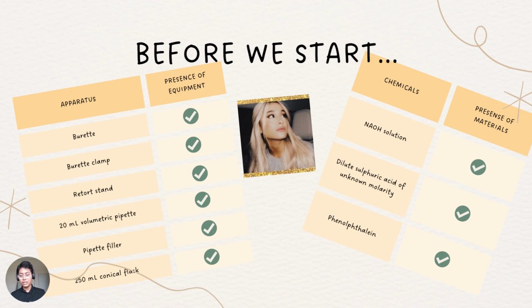So, as usual, before we start, we need to know the apparatus and the chemicals that are needed to run this experiment. The apparatuses are burette clamp, retort stand, 20 ml volumetric pipette, pipette filler, 250 ml conical flask. Next, the chemicals are NaOH solution or sodium hydroxide solution, dilute sulfuric acid of unknown molarity, and phenolphthalein.